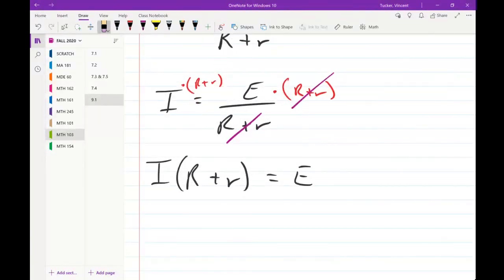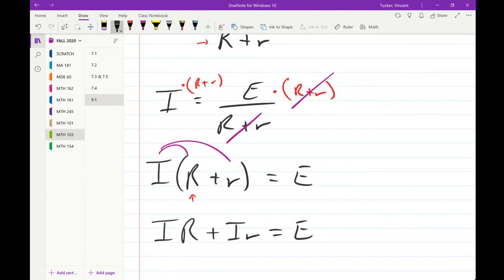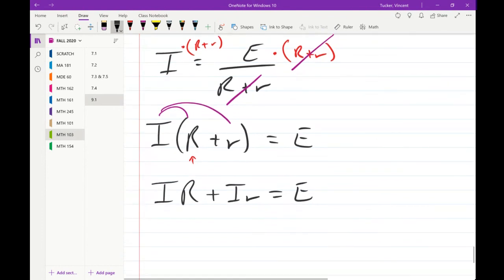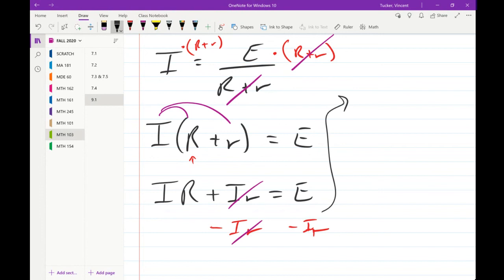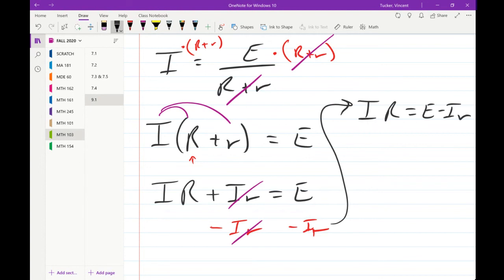So we still don't have access to the R because it's in parentheses. So now what we need to do is to distribute I so we can get rid of the parentheses. So that's I times capital R plus I times lowercase r equal to E. We can now subtract I lowercase r. I lowercase r will cancel on the left. So we have I capital R equal to E minus I lowercase r.